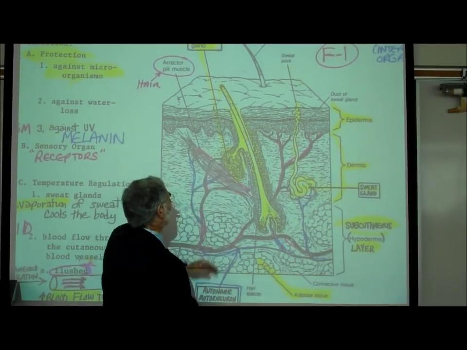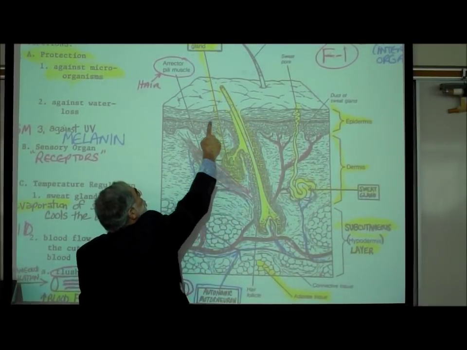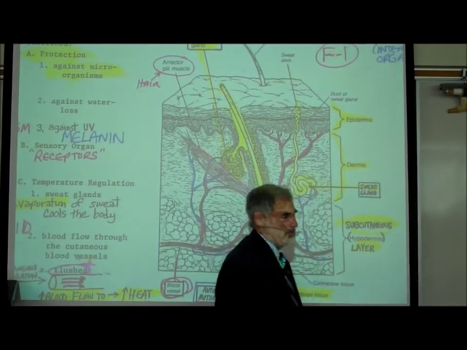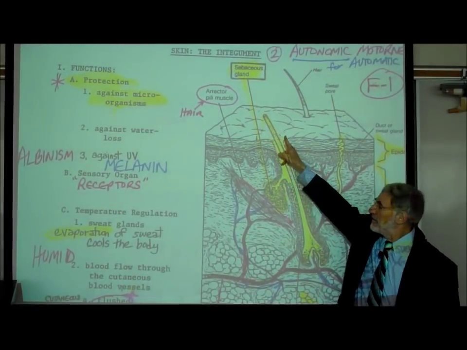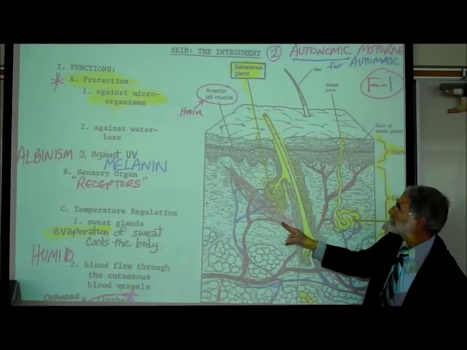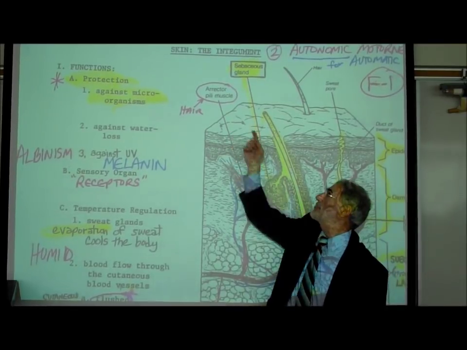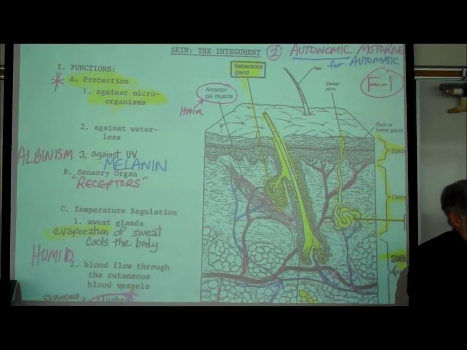And here's a hair follicle. This is labeled a sebaceous gland. We will be learning sebaceous glands are oil glands that release oil right around the hair follicle. And this is a muscle. This muscle is labeled an arrector Pili muscle.